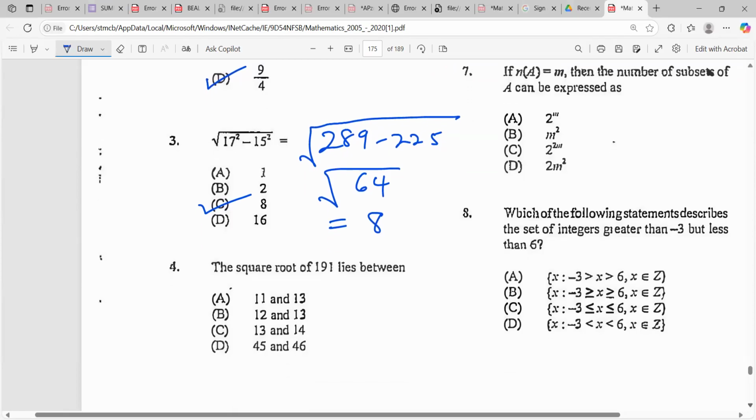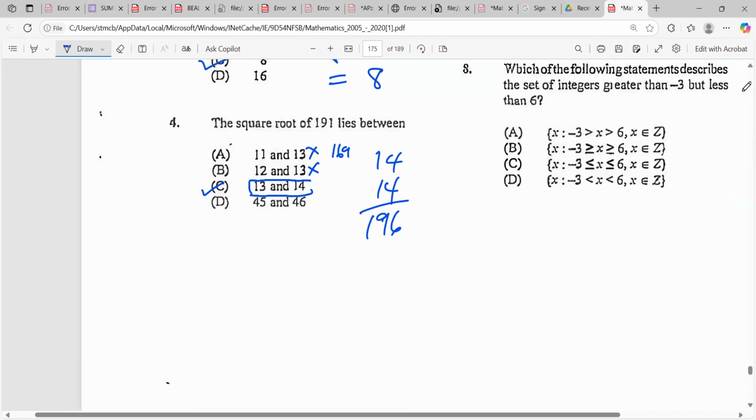The square root of 191 lies between, no, it cannot be between 11 and this, right? Because if you multiply 13 by 13, that's 169. That's the highest number, 169. So it can't be. So it has to be this, 13 and 14. Because 14 times 14, think of 196. They worked that out on Monday.